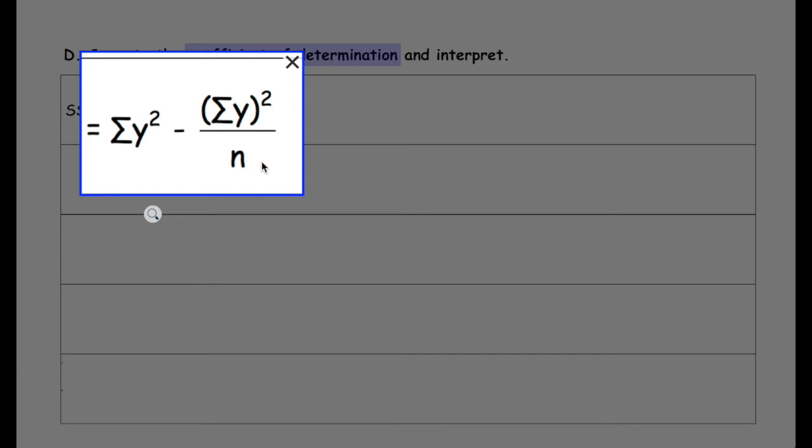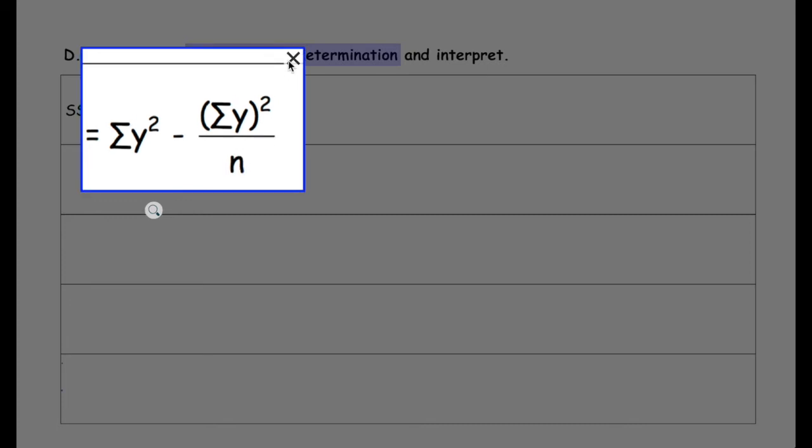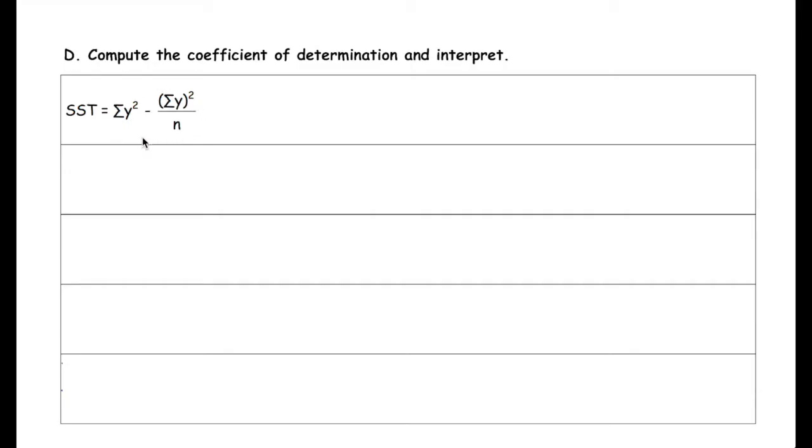The reason I'm saying that is because it's probably not offered on your formula sheet, but you don't really have to memorize it. You're offered the one with the x's. If you want to find the sum of squared y's, then just replace the x's with y's instead. And so since we found all these totals, we can plug in the values and calculate SST. You should be getting an answer of 14.